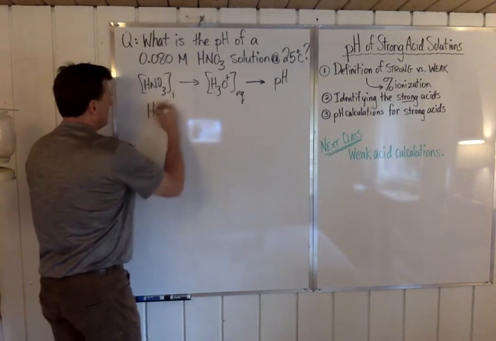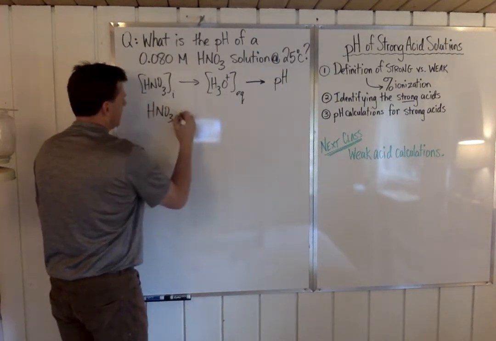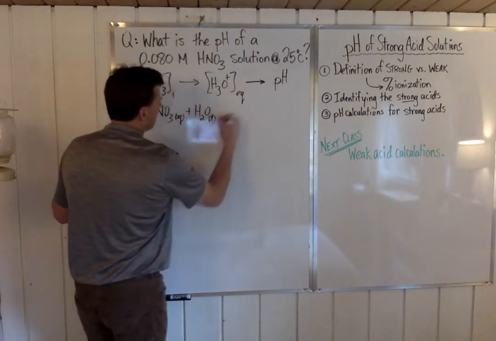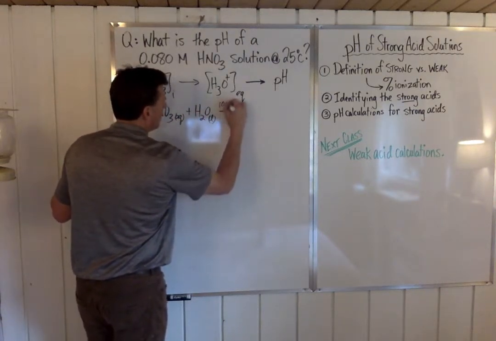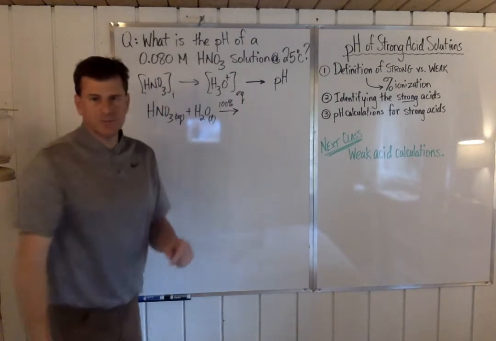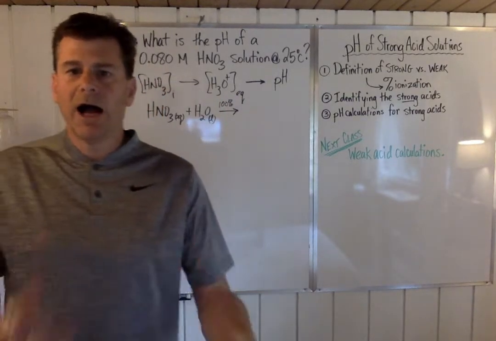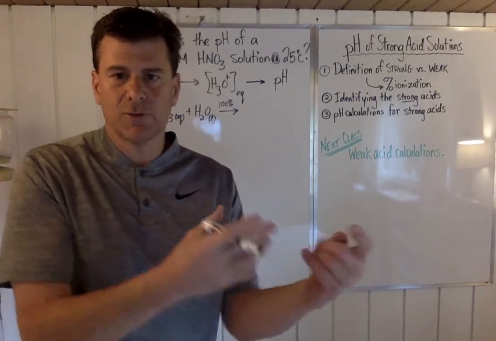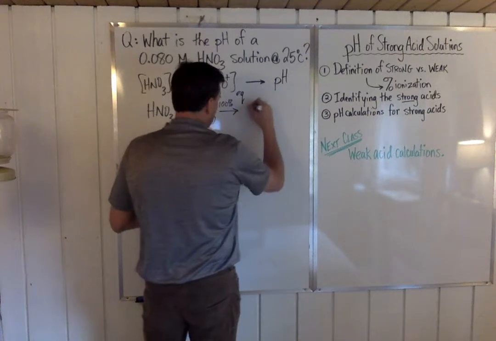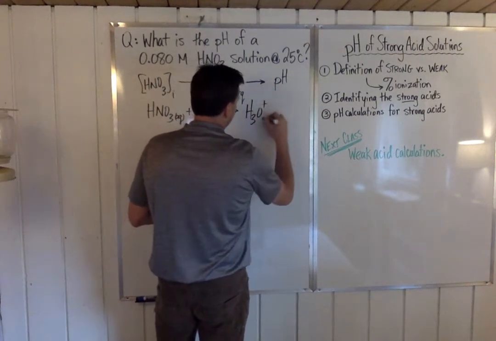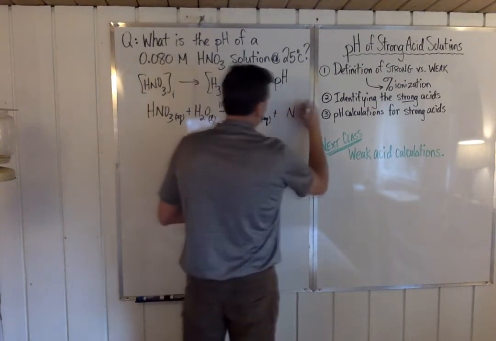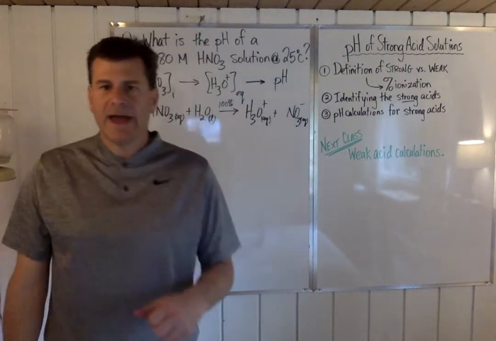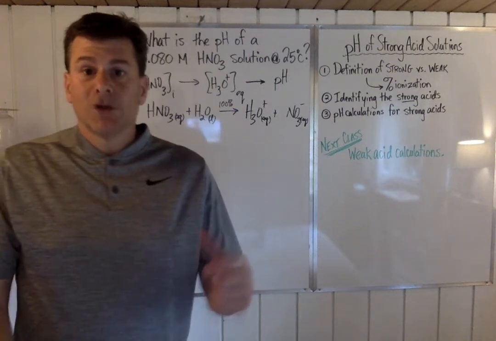that means the HNO3 reacts with the water 100%. Now, I ask my students to write down the chemical equation: here's the acid, here's the water, here's what it's producing. It's producing hydronium and nitrate. So that's what it's doing.